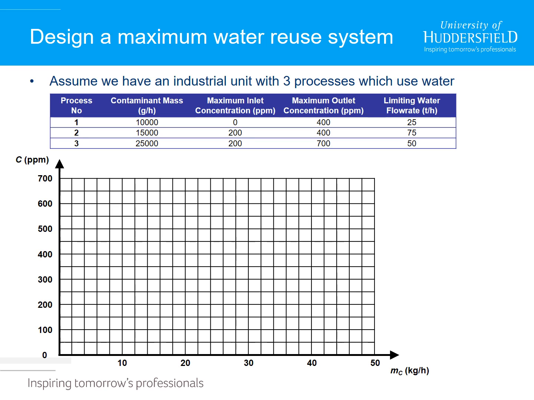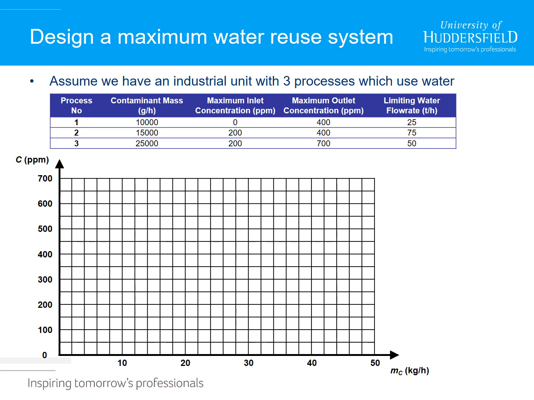Similarly, process 2 has a maximum allowed inlet concentration of 200 ppm and a maximum outlet concentration of 400 ppm, with a limiting water flow rate of 75 tons per hour. And process number 3 has a maximum inlet concentration of 200 ppm, maximum outlet concentration of 700 ppm, with a limiting water flow rate of 50 tons per hour.